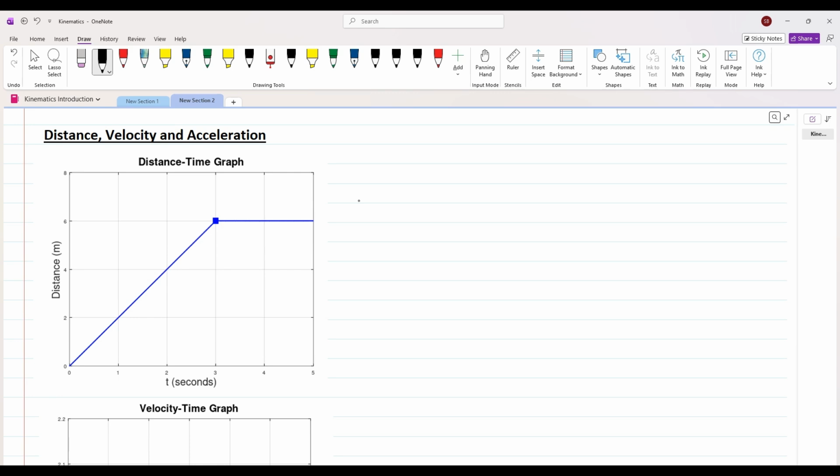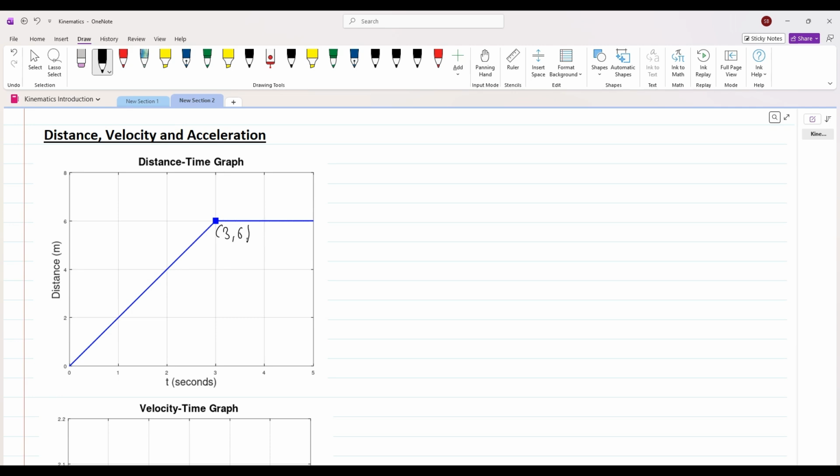We have the point on the graph of (3, 6). This means that in 3 seconds we have travelled a distance of 6 metres. After 3 seconds and travelling 6 metres, we see that the line has a slope or gradient of 0. This means the object is no longer moving.